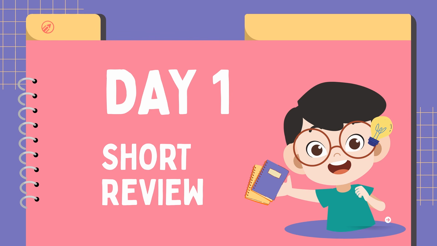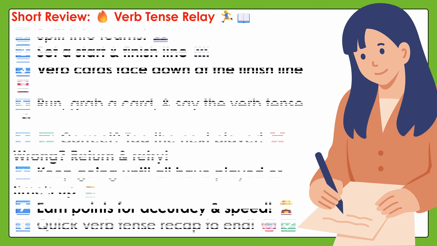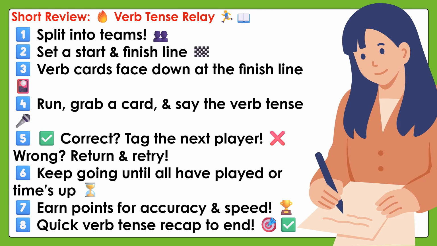Day 1. Short Review. Verb tense relay. First, split into teams. Second, set a start and finish line. Third, verb cards face down at the finish line. Fourth, run, grab a card, and say the verb tense.